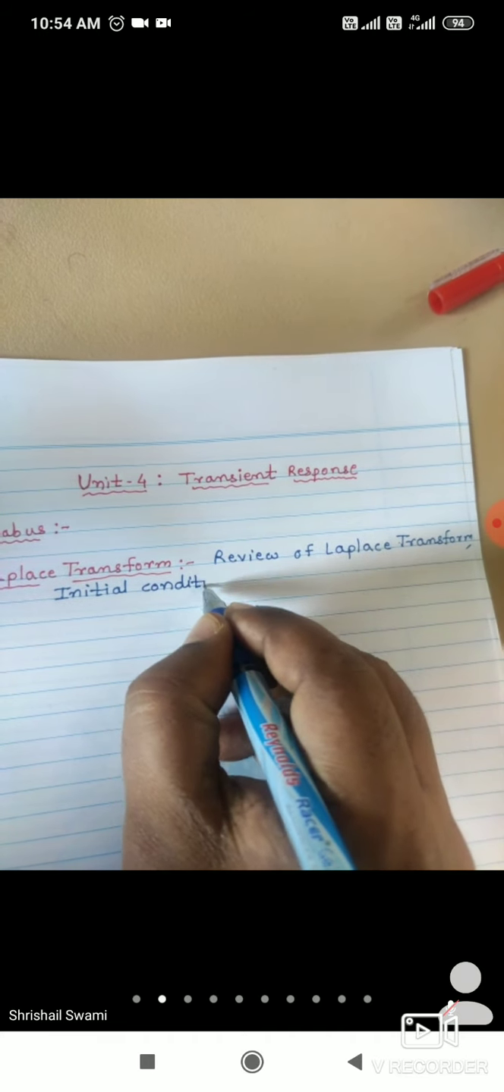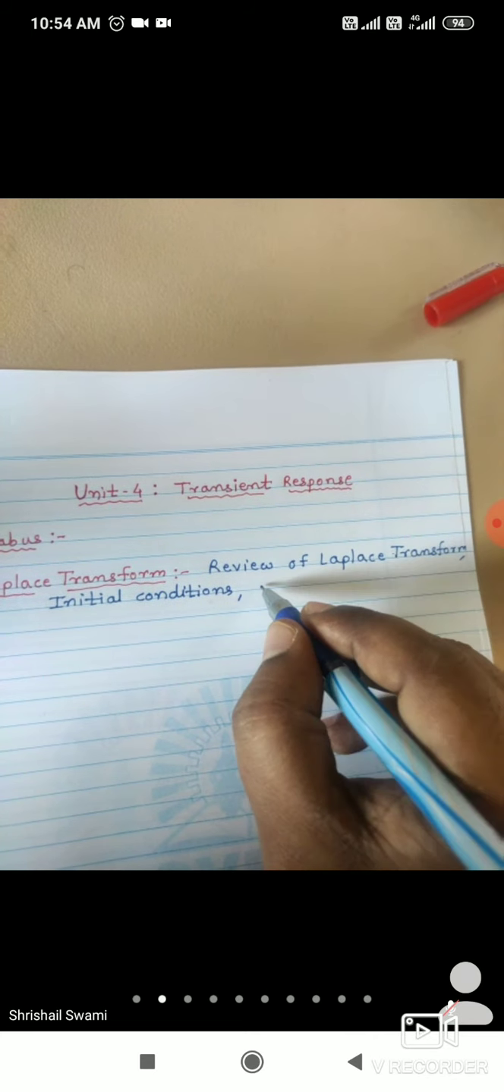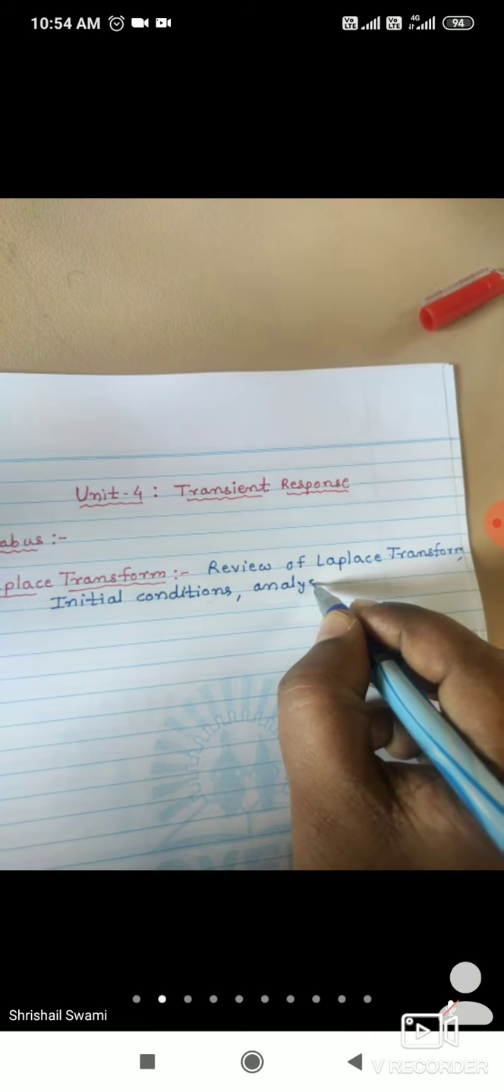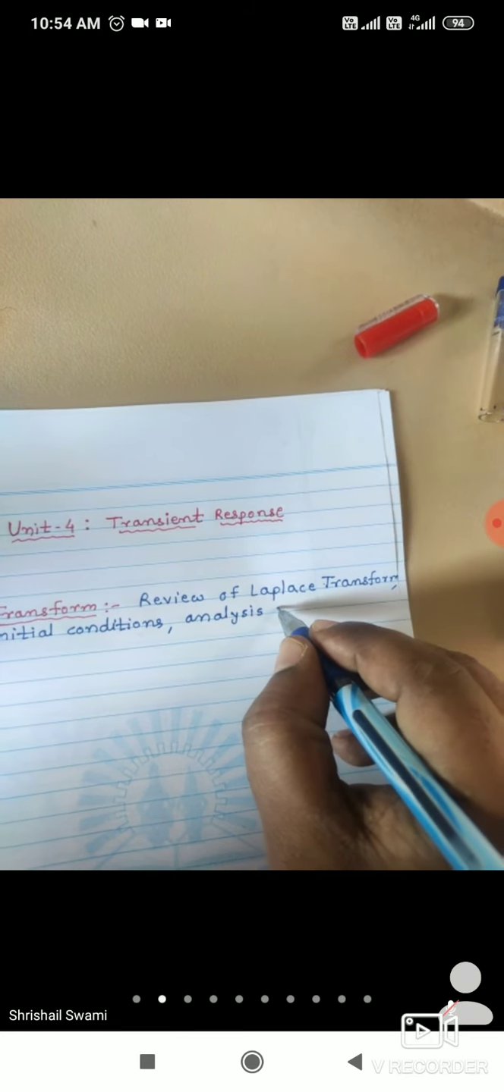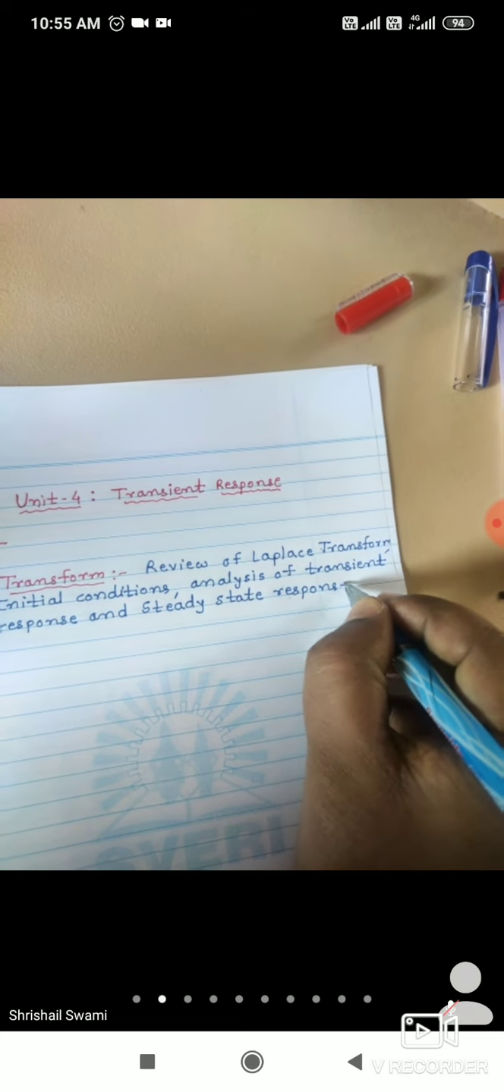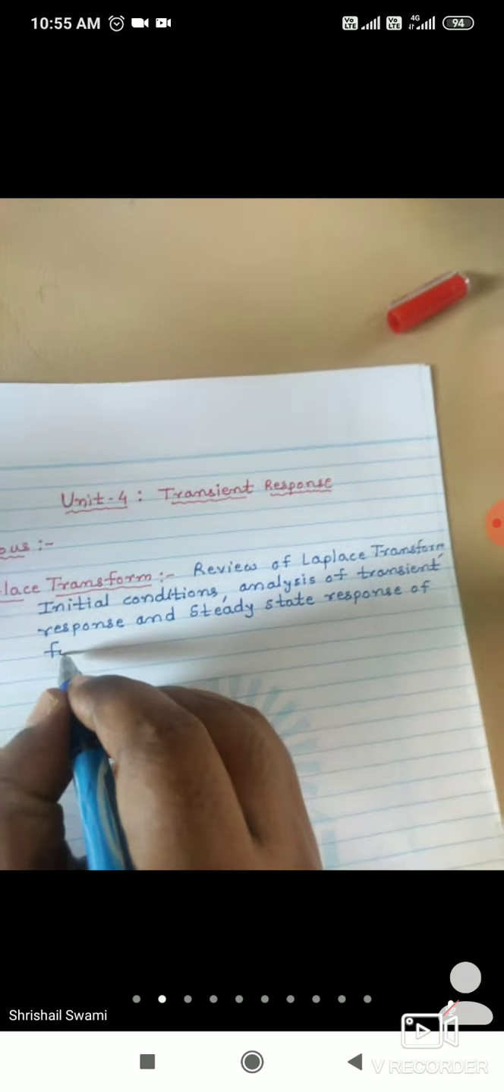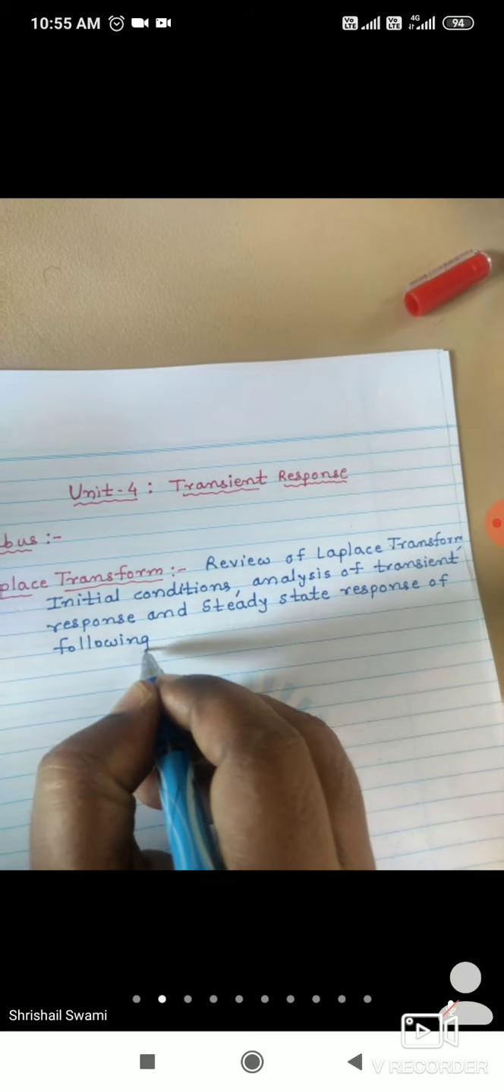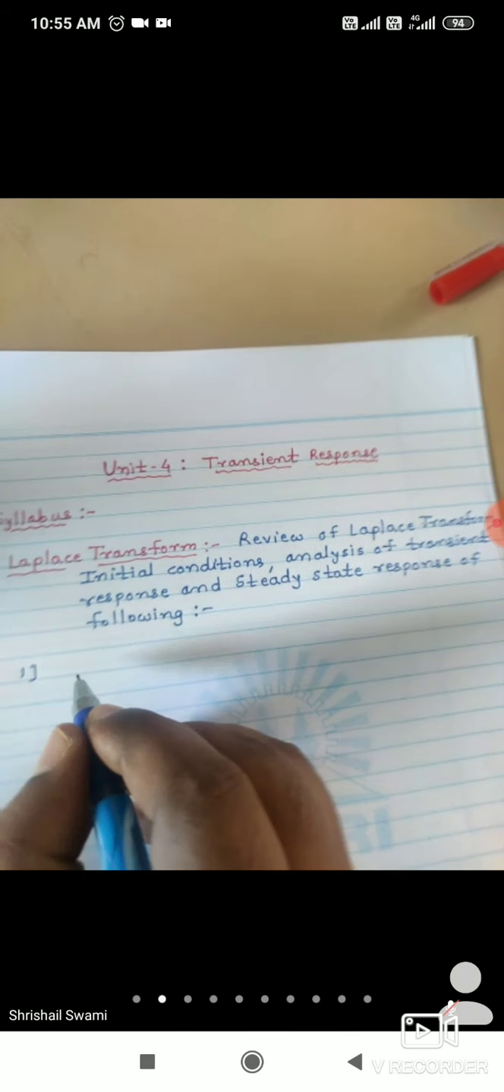Review of Laplace transform, initial conditions, analysis of transient response and steady state response of the following. So we are learning first of all the RL circuit.